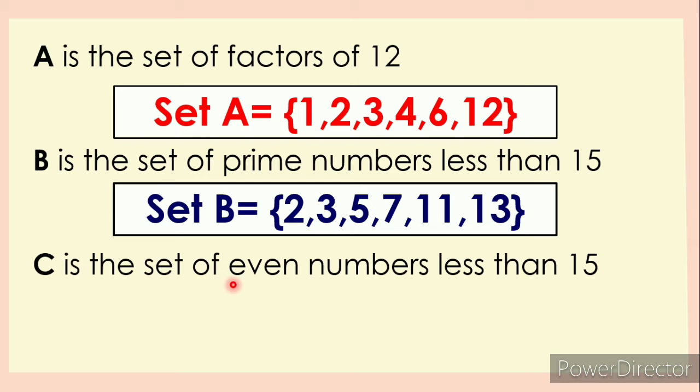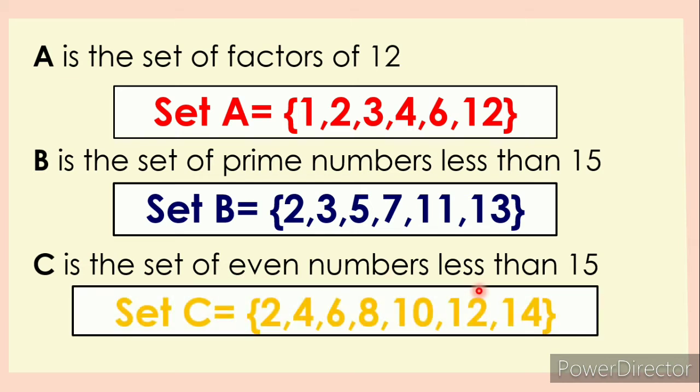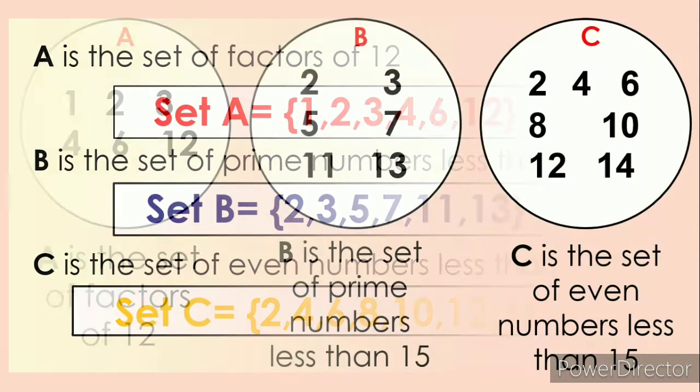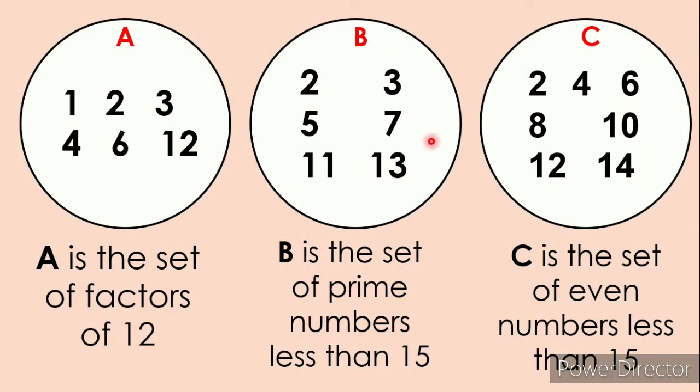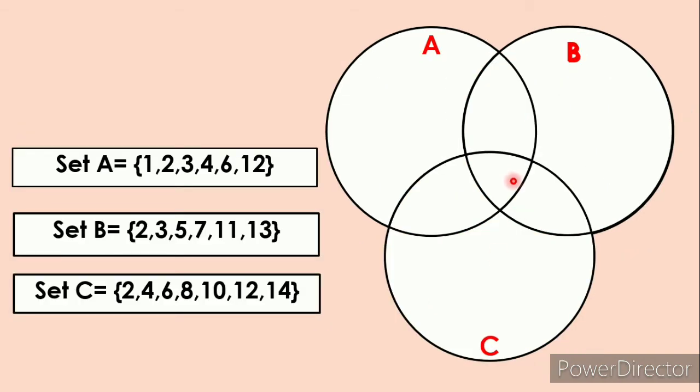Next, the set of even numbers less than 15. So we have set C is equal to 2, 4, 6, 8, 10, 12, and 14. So this is an illustration of three sets. Now, we will use this three-circled Venn diagram.